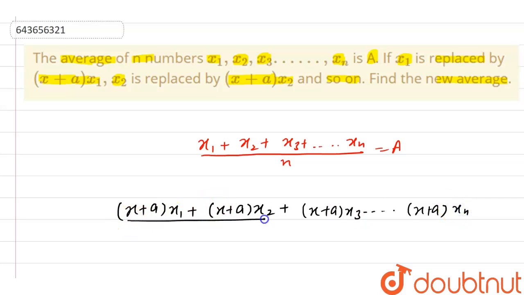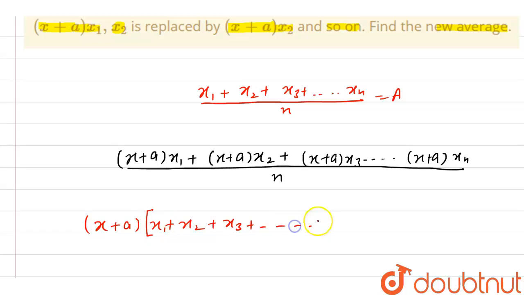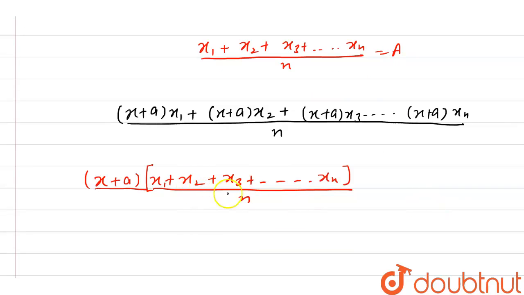Now here we can write the average of these numbers is divided by n. The question says find the new average, so we can write the new average is, if we take x plus a common from all these terms, then x plus a into x1 plus x2 plus x3 plus up to xn, and this whole divided by n, right? Now you can see that in place of x1 plus x2 plus x3 plus up to xn by n, we can write a.